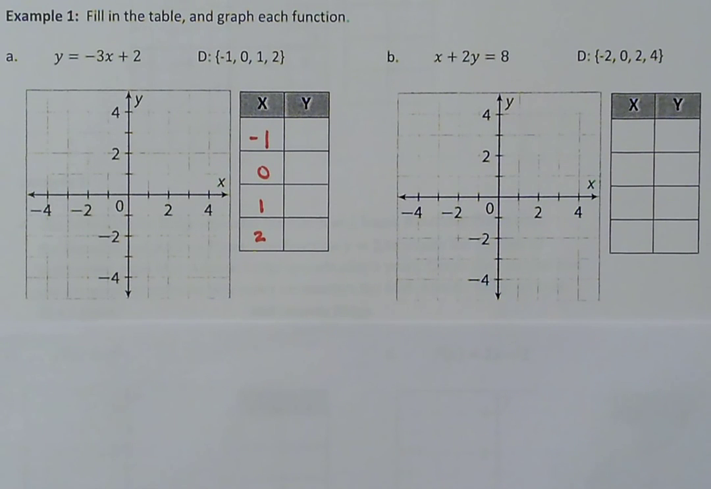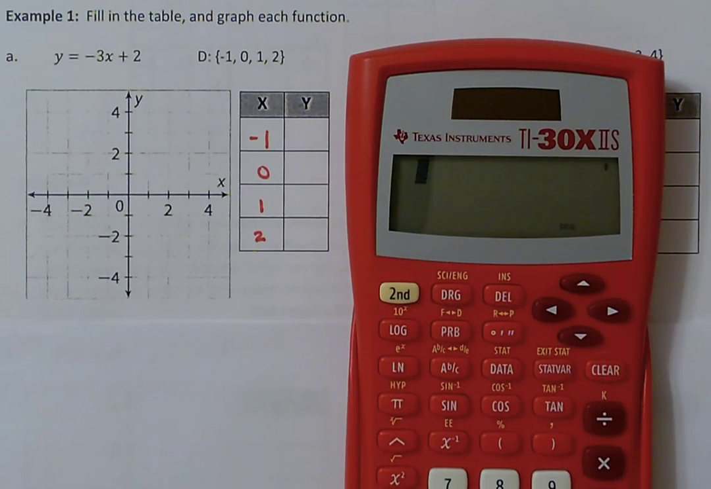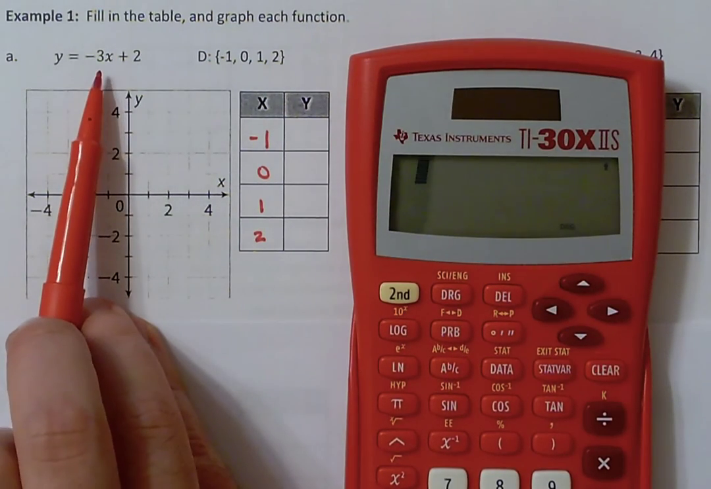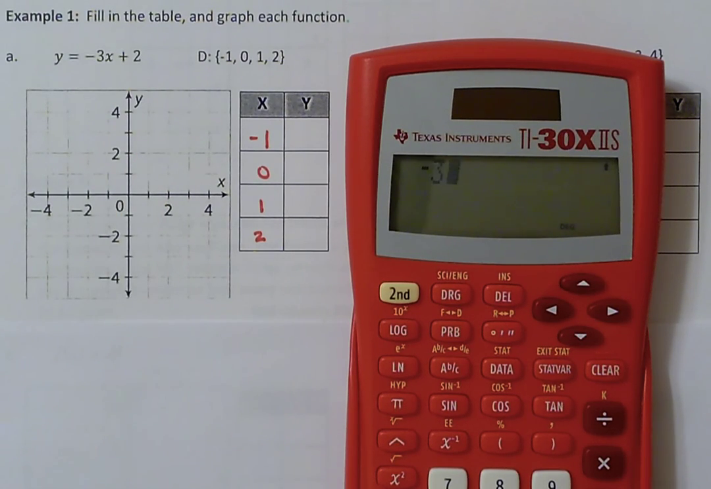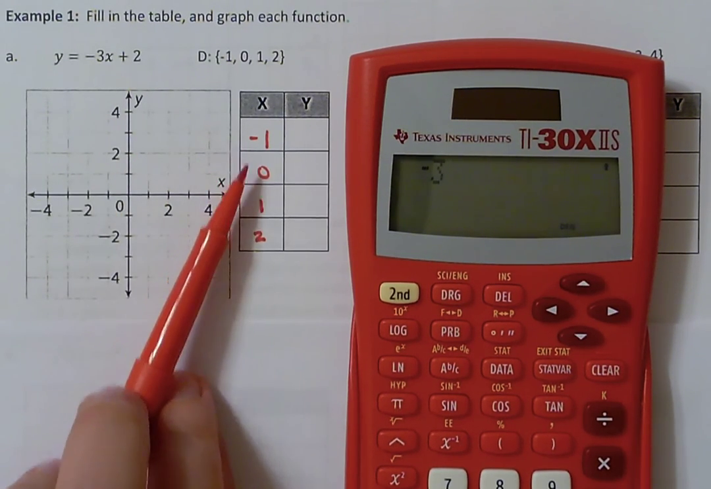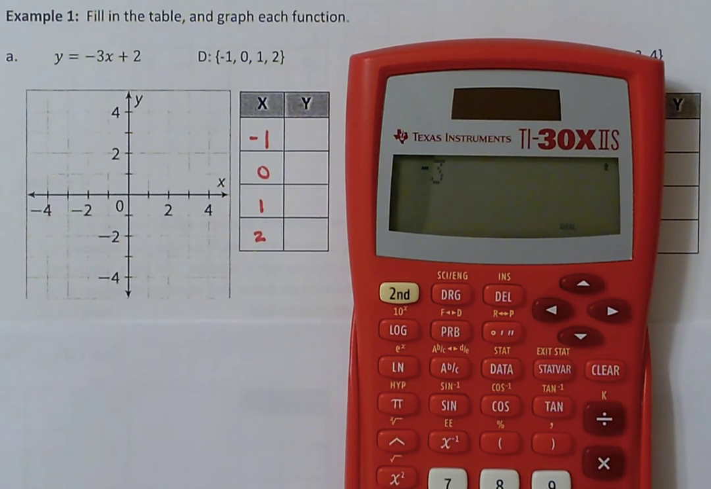Now, you can do this on a piece of paper and you can write and solve these all out. You can use a calculator or Google, ways to go through and solve a table for the function. I'm going to use the calculator. So my equation is negative 3x plus 2. So we're going to start out with negative 3. What I'm going to do is plug these values in for x one at a time. So we're going to do parentheses, negative 1, end parentheses, and then I have plus 2.